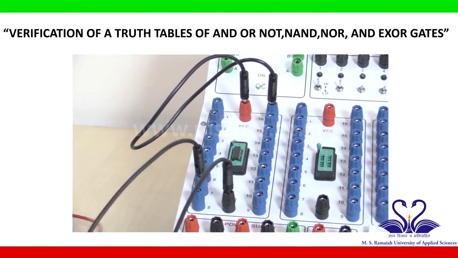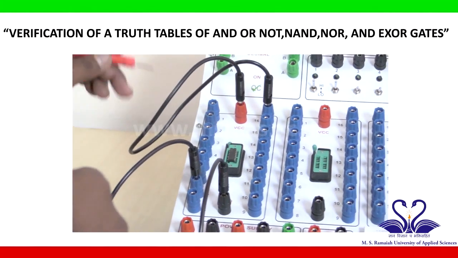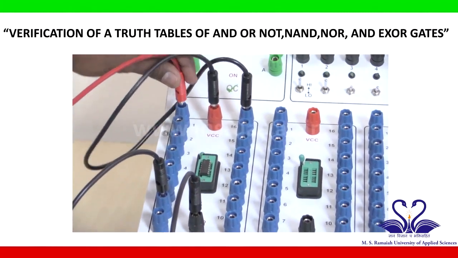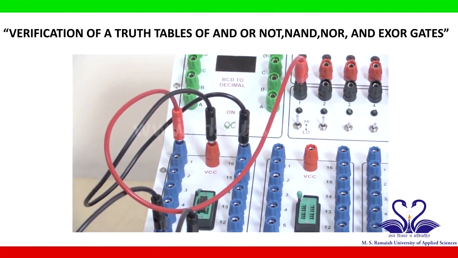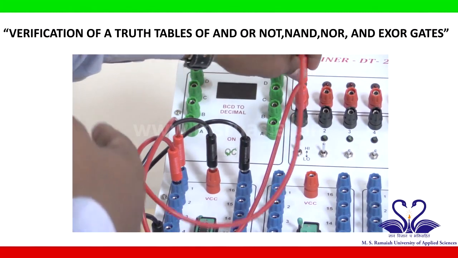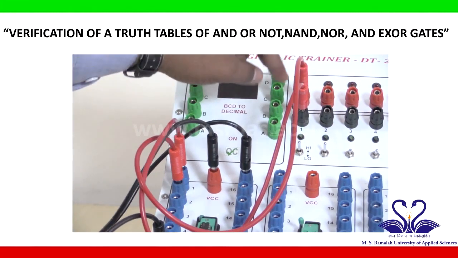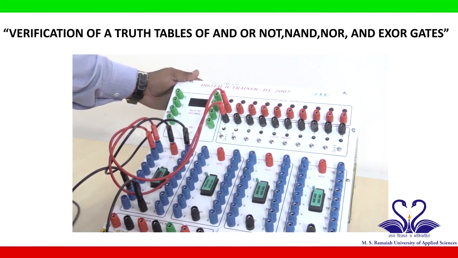Connect to ground. And for a NOT gate, only one input, only one output. Based on the IC diagram, pin number 1 is an input, I will connect to this input, and pin number 2 is an output. I will take a patch cord and connect pin number 2 to output. So we have one input and one output.